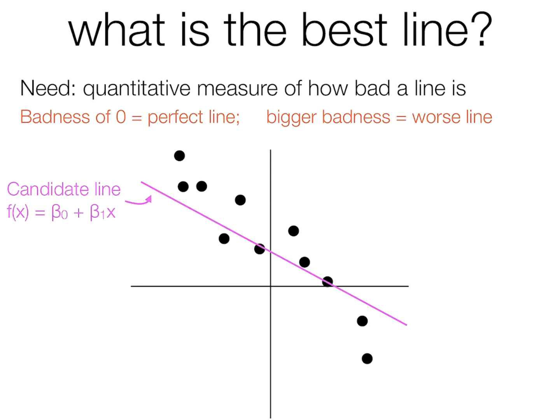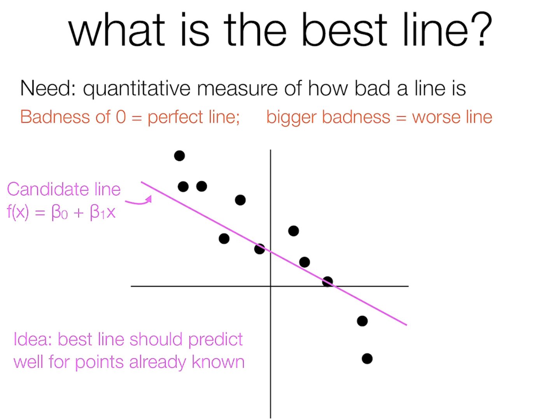So let's suppose that we have a candidate line. The candidate line looks like this. That line looks maybe reasonable, maybe not so reasonable, but it's definitely a line that's in the running. How do I measure how bad it is? The basic idea here is that the best line should predict well for all points that you already know the y values to. So this goes back to that idea of being supervised machine learning.